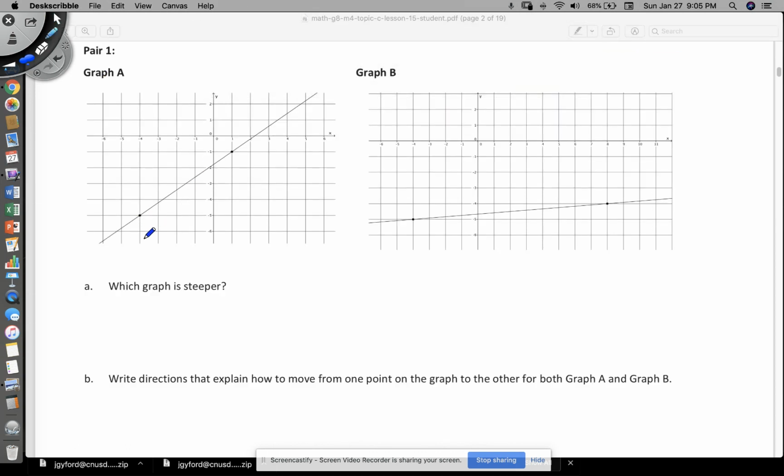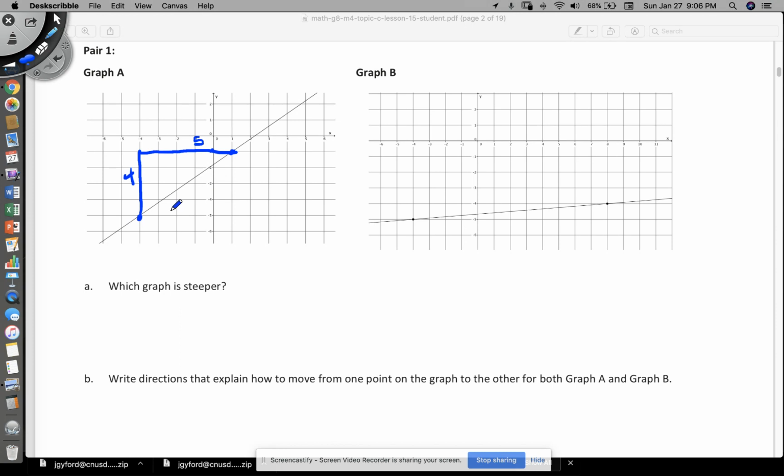Again, we're going to kind of repeat what we did earlier. We have a dot here and a dot here. We're going to rise. And there we go. How far did I go? 1, 2, 3, 4. And I'm going to run, which is 1, 2, 3, 4, 5.